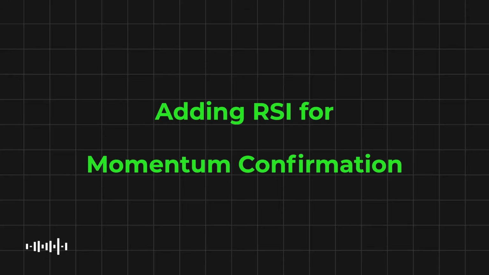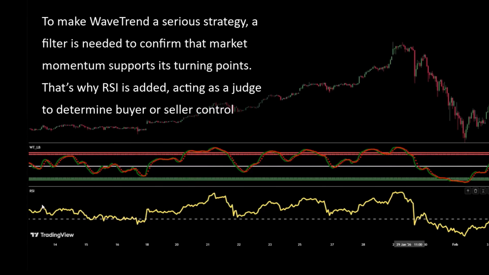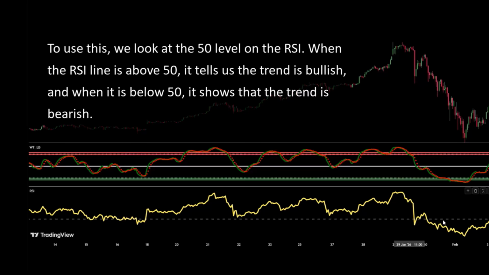Adding RSI for momentum confirmation. To make WaveTrend a serious strategy, a filter is needed to confirm that market momentum supports its turning points. That's why RSI is added, acting as a judge to determine buyer or seller control. To use this, we'll look at the 50 level on the RSI. When the RSI line is above 50, it tells us the trend is bullish, and when it's below 50, it shows that the trend is bearish.